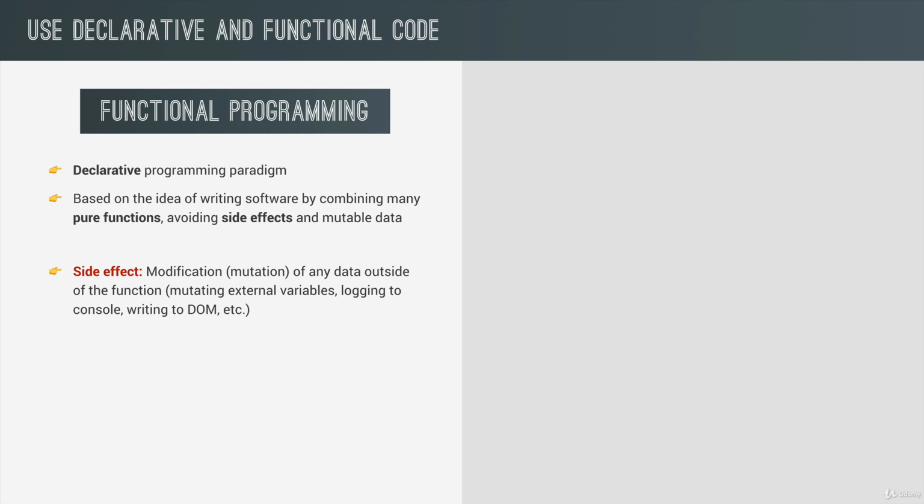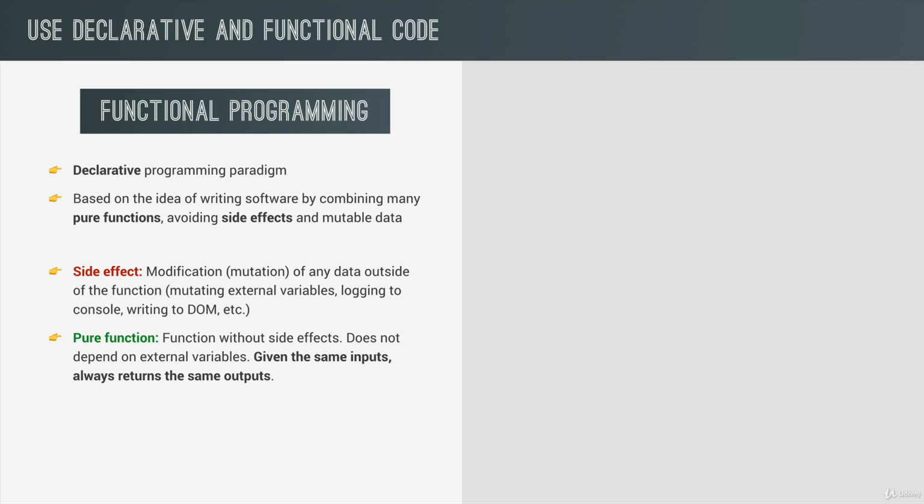Alright? Now, next up, a pure function is a function without side effects. So basically a function that does not mutate any external variables and that does also not depend on any external variables. So basically, if we give the same inputs to a pure function, it will always return the same output. And again, that's because it does not depend on any external variables, and it also does not manipulate them.